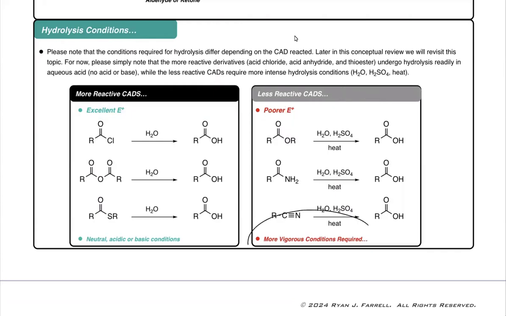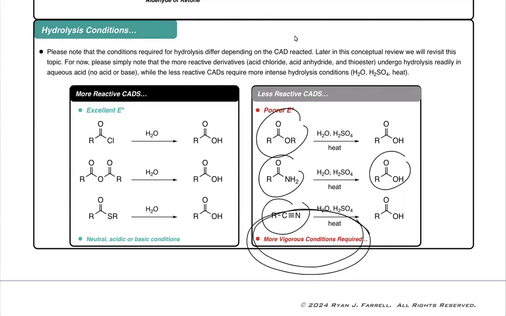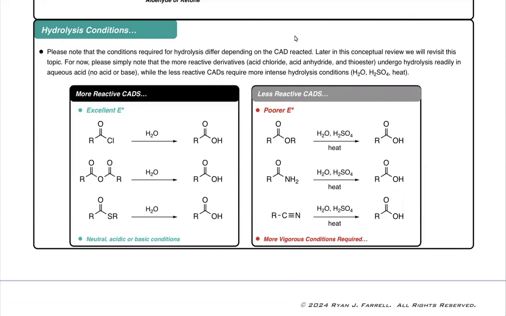So, for your purposes, think the less reactive derivatives, they need more vigorous conditions. More vigorous hydrolysis conditions would be reacting with water, acid, and heat. There we could see an effective hydrolysis to the carboxylic acid. Now, vigorous conditions at times might also mean reacting with base or simply reacting with high heat. Okay. So excellent electrophiles, your three most reactive derivatives, can react under neutral, acidic, or basic conditions. Neutral conditions usually suffice. And doing acidic or basic conditions would be essentially more vigorous conditions.